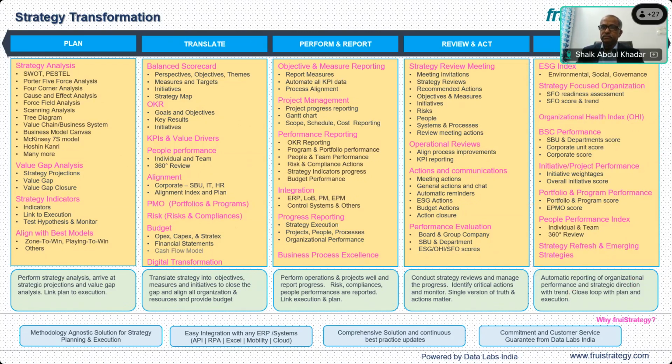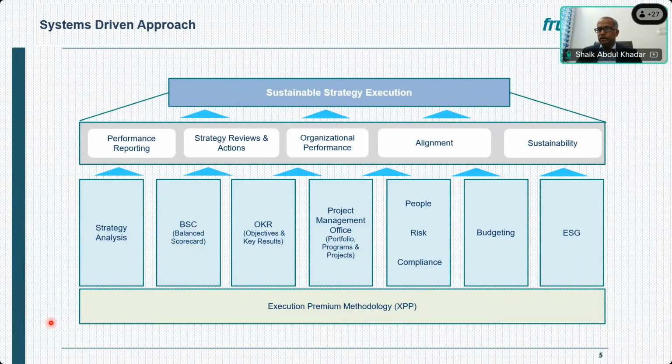In this strategic transformation, you need to do an assessment of your choice, whether it could be an ESG assessment, organizational health, or SFO, strategy focused organization. So you can do the assessments. All these things are part of the solution we talk about. With the systems-driven approach, we try to build a universal system which helps you do all these things in one system, built on Execution Premium as a foundation and all the modules. Then finally you achieve sustainable strategy execution.